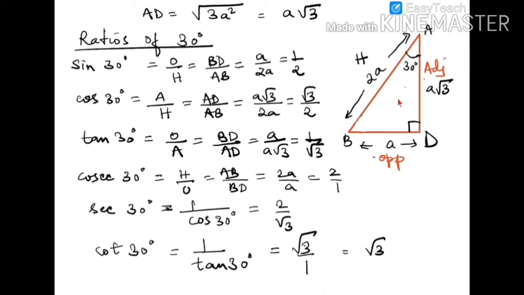Now using the same triangle, we will write down the ratios for 60 degrees. So mark 60 degrees in the same triangle and the opposite and adjacent sides with respect to it. So AD will be opposite side and adjacent side will be BD.